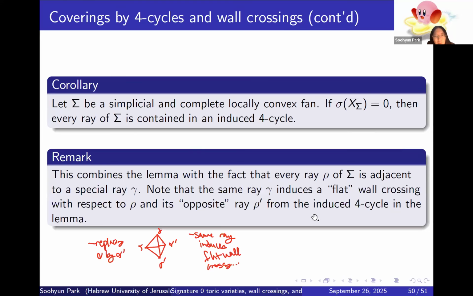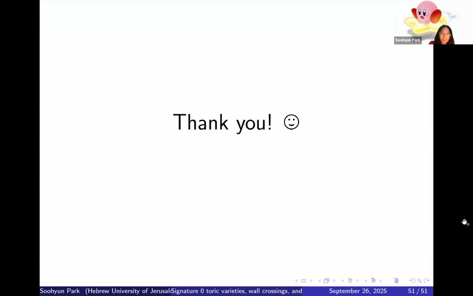It turns out that apart from this, the same rays induce the flat wall crossing property for both alpha and its opposite ray. Okay, I think that's all that I want to say today. Thank you.